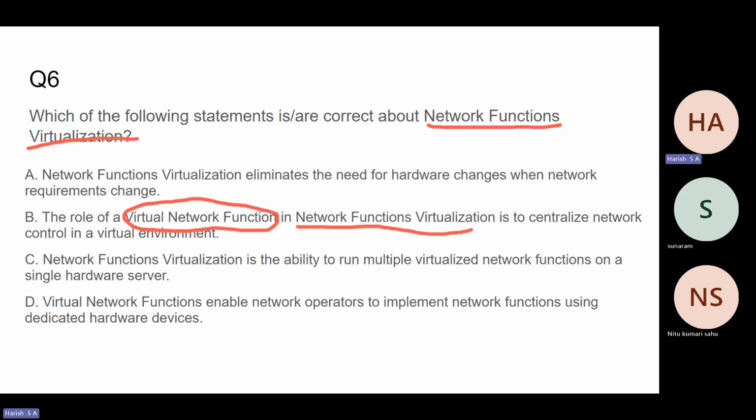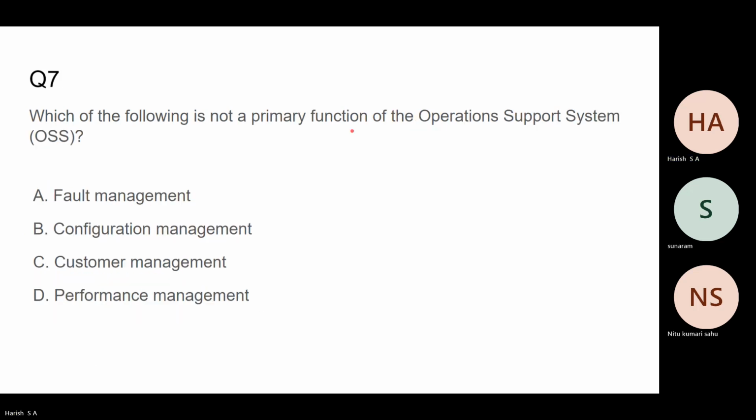Is NFV, of course, once again, to centralize network control in a virtual environment? Or is it C, network function virtualization is the ability to run multiple virtualized network functions on a single hardware? Or is it D, virtual network functions enable network operators to implement network functions using dedicated hardware devices? Now we'll figure out.